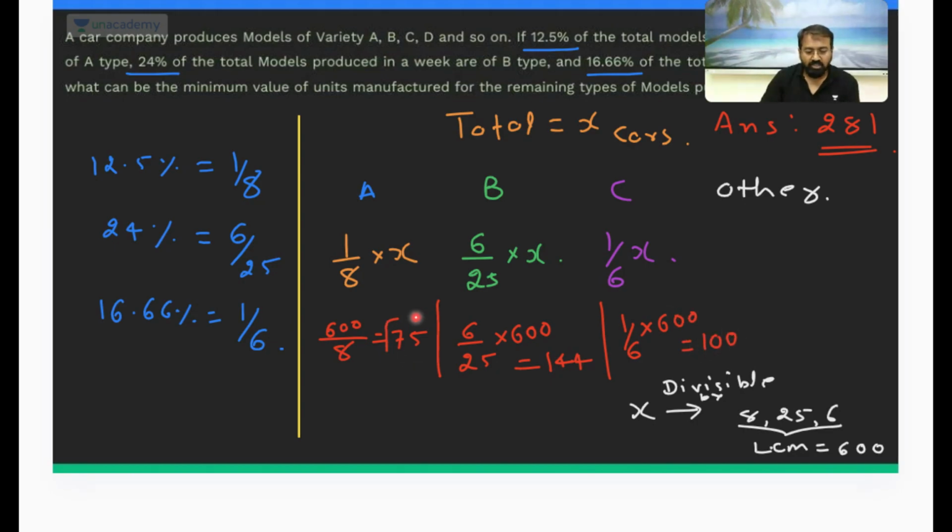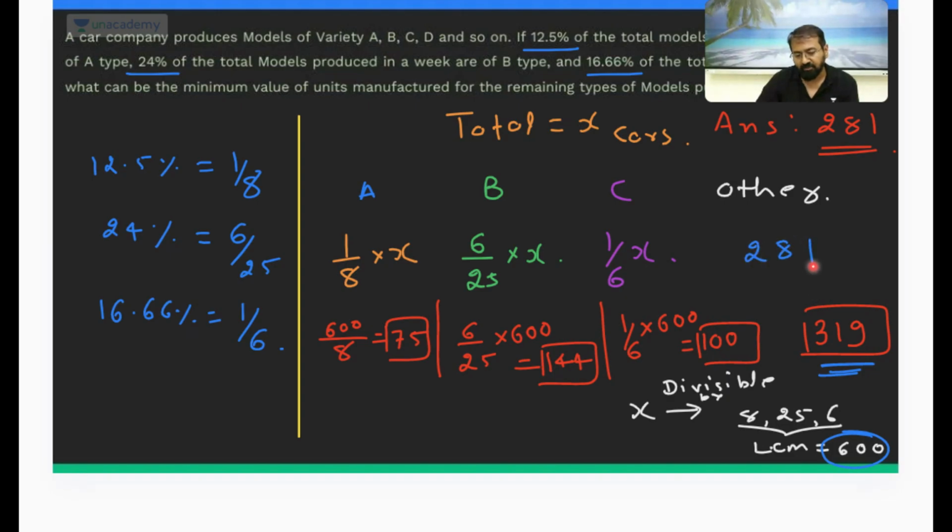So guys, what is this total? 75 plus 144 plus 100. Can I say it's going to be 319? So for the others, 600 minus 319. Total we have 600. Out of that, subtract 319. So we'll get 281. Have you understood this? Everyone, can you do it now?